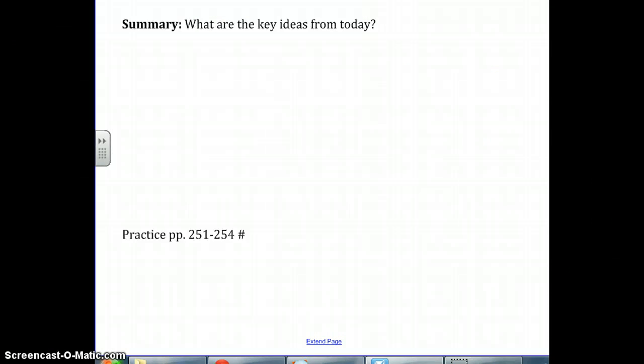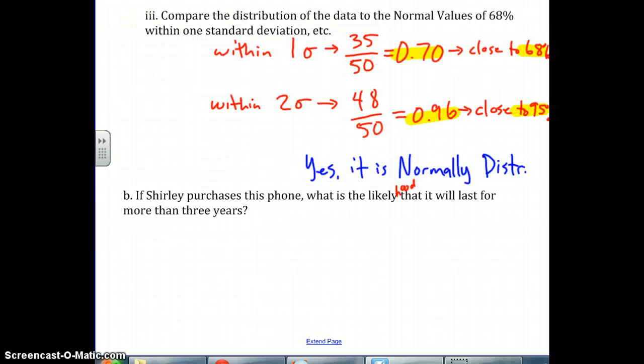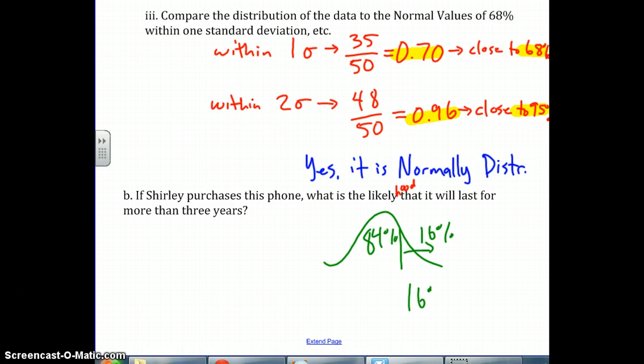So answering that question, we've got 84% of the data here and 16% of the data here, so there's a 16% chance. Basically, 16% of the phones are going to last 3 years or more. So those are the chances she has.